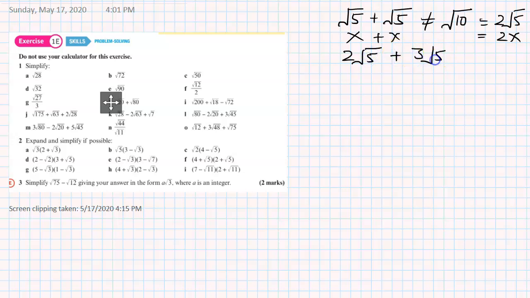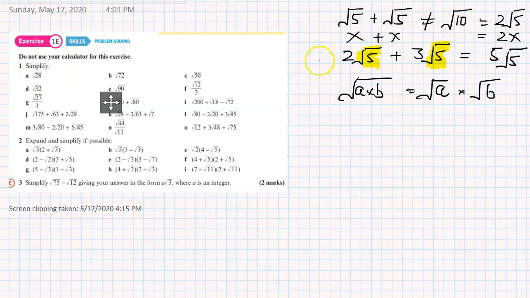plus 3 root 5 is equal to, you take it, this is common. You will write root 5 and 2 plus 3, 5. That's how we add these numbers. Root A multiply B can be written as root A multiply root B. So that's how we operate with the surds. Now this is 28. Let me give you the example. This is question number 1, part A.